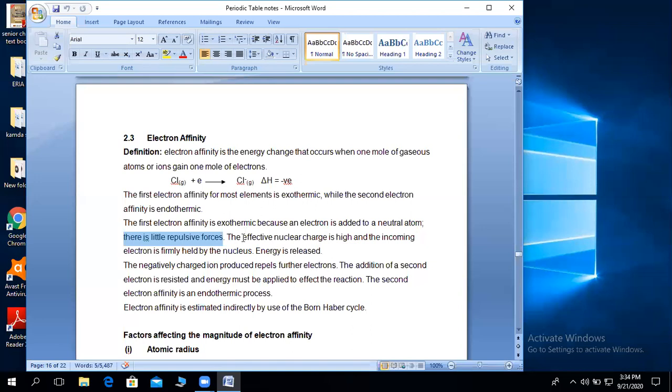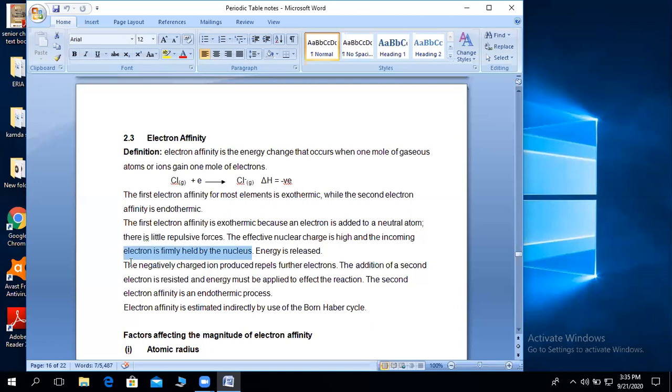So the effective nuclear charge is high. When I say effective nuclear charge is high, it means here nuclear charge is greater than the screening effect, or the nuclear attraction is greater than the screening effect. So if the effective nuclear charge is high, then the incoming electron is firmly held by the nucleus. So energy is released as that electron is added.